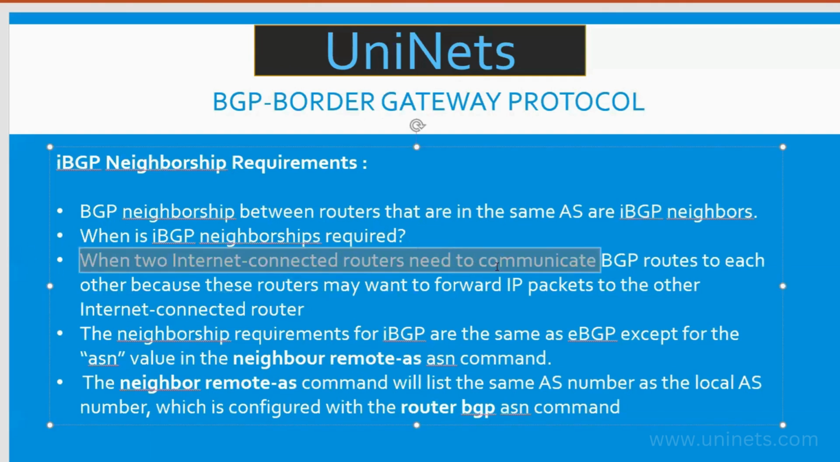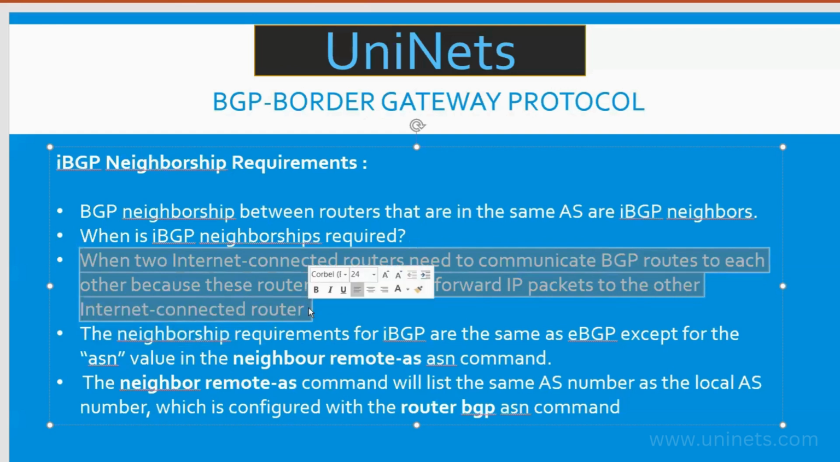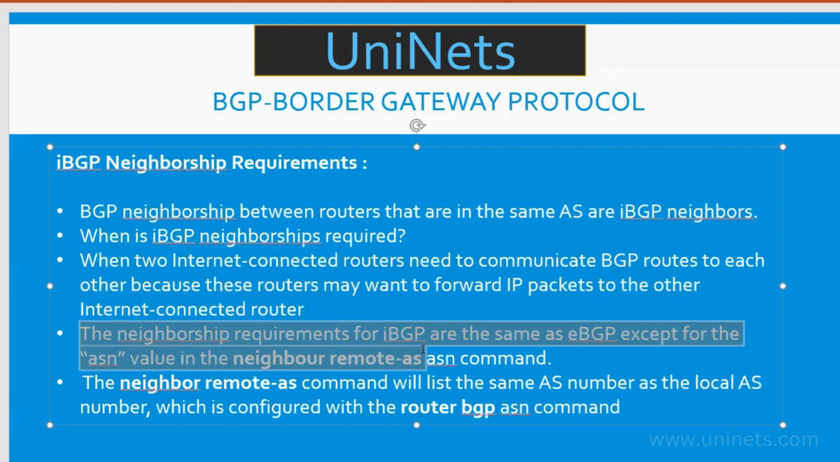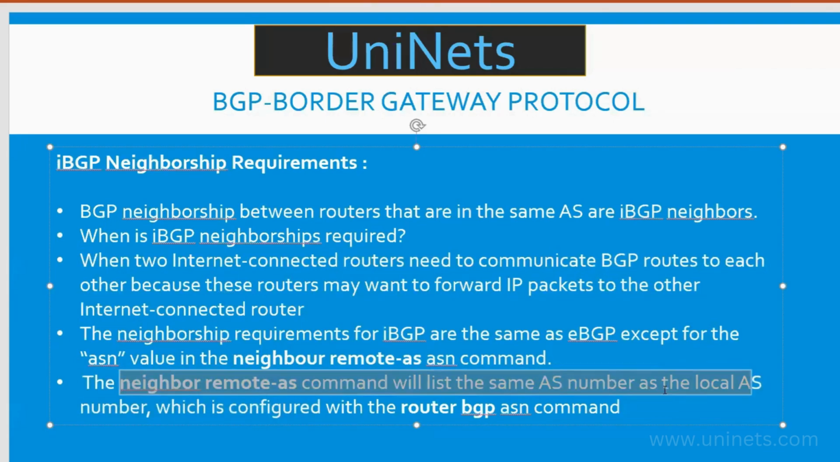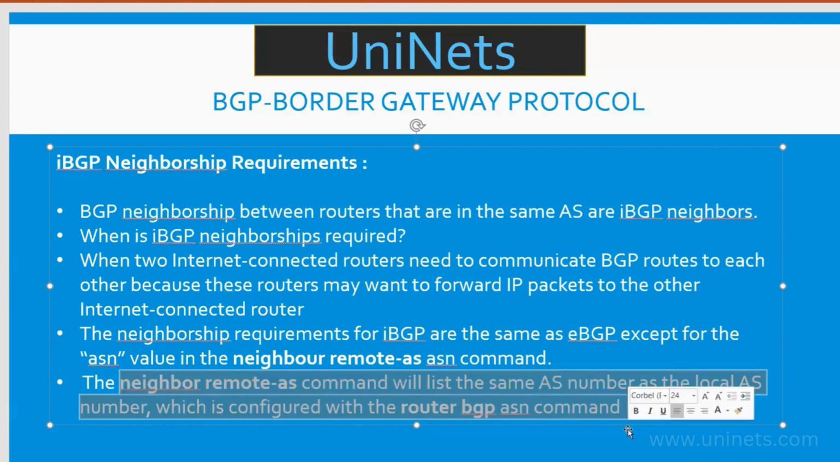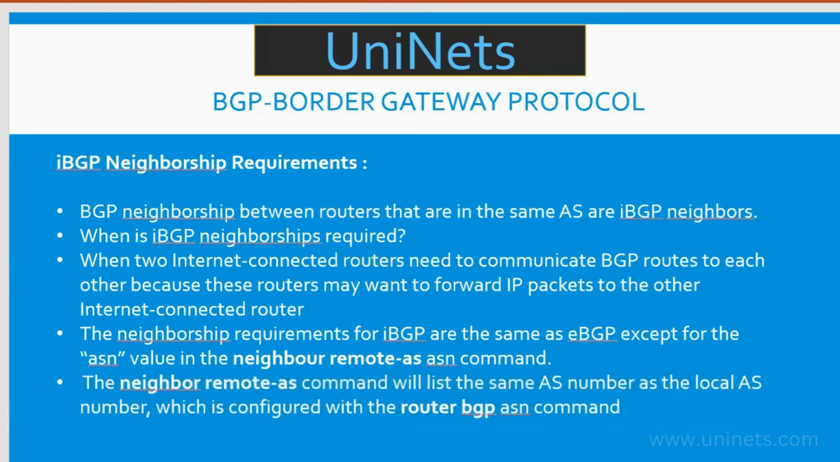When two internet connected routers need to communicate BGP routes to each other, because these routers may want to forward IP packets to other internet connected routers. The neighborship requirements for IBGP are the same as EBGP, except the remote AS is in the same AS. The neighbor remote-as command will list the same AS number as the local AS number, which is configured in the router bgp AS command. But remember, when an IBGP neighborship is formed, BGP will always generate the packet with TTL value 255, whereas for EBGP it will always be only 1.